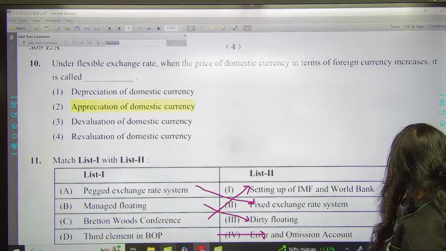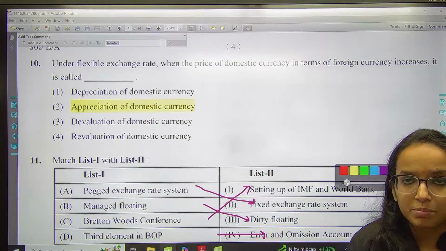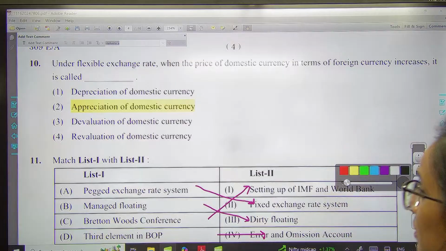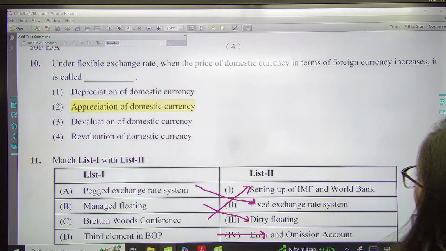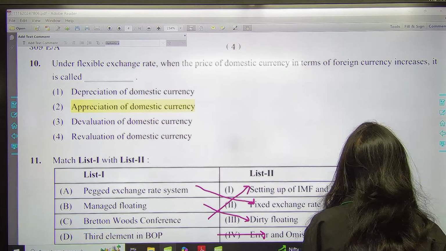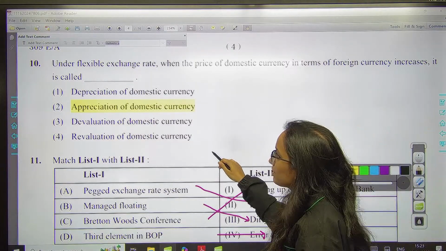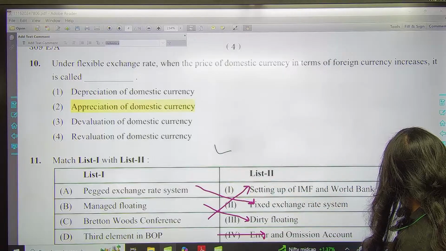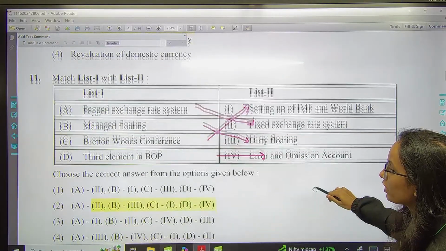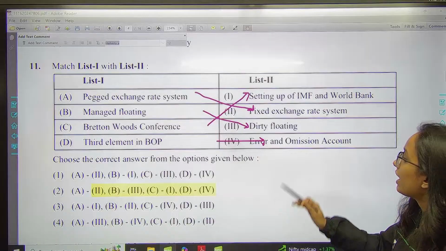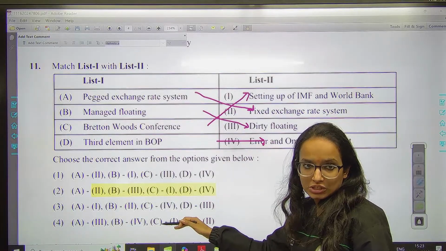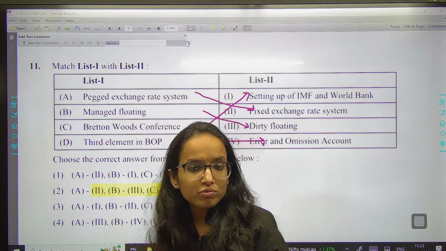Then they are also asking questions from foreign exchange chapter. So they have asked under flexible exchange rate, when the price of domestic currency in terms of foreign currency increases, it is called appreciation of domestic currency. So these kind of questions are also asked from foreign exchange. Then next question is again match of the following from foreign exchange. So foreign exchange, 2 times questions we have seen.